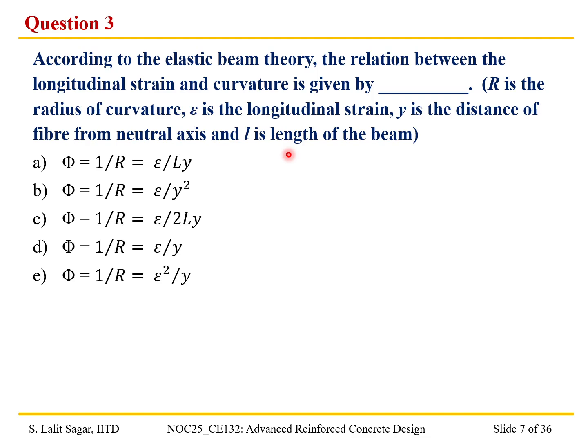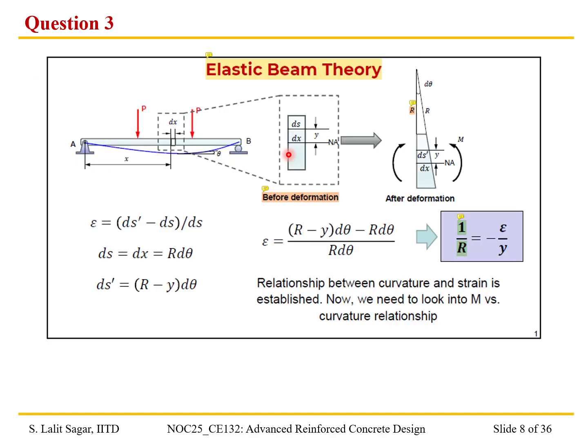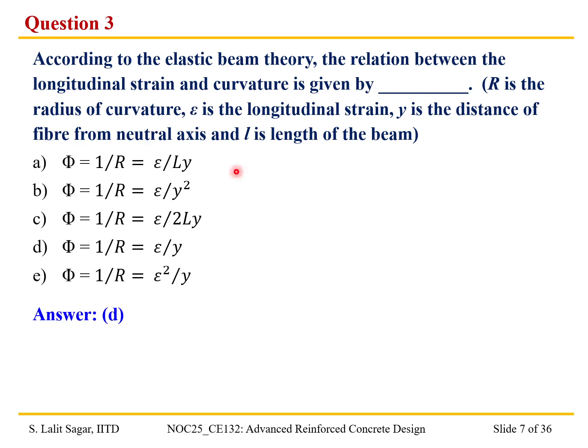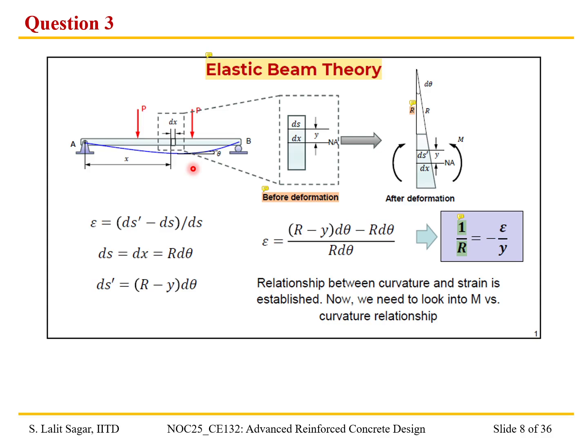Now let us look at the correct response. The correct answer is option B. We might have already seen in this week's lecture that we derived the relation between the curvature phi, radius of curvature, and the longitudinal strain along with the length of the beam and the distance of the fiber from the neutral axis.